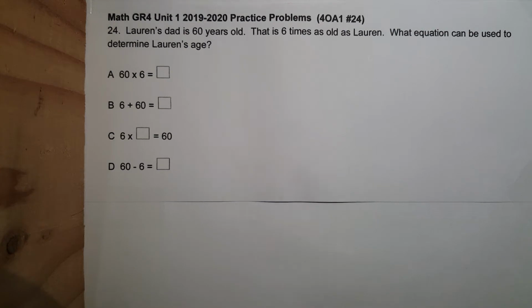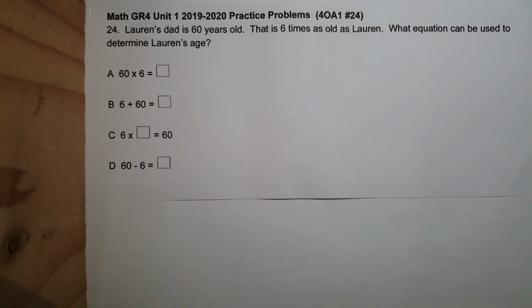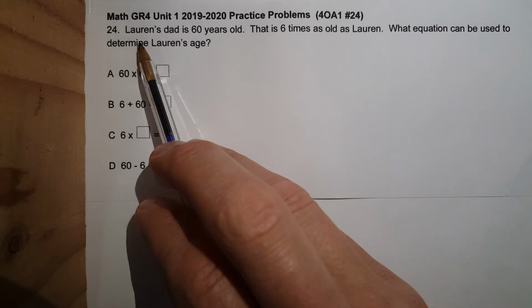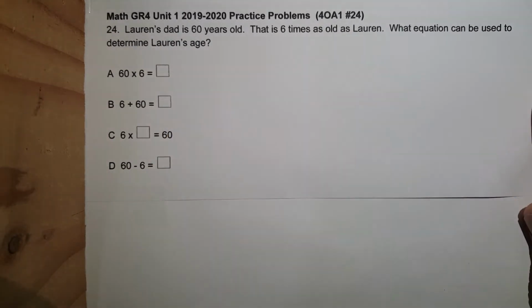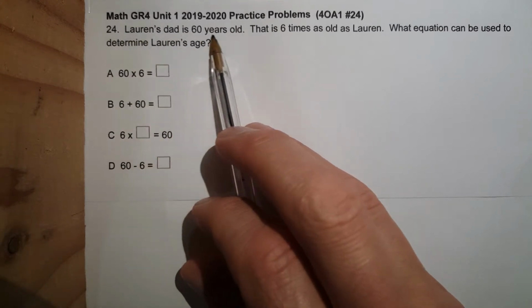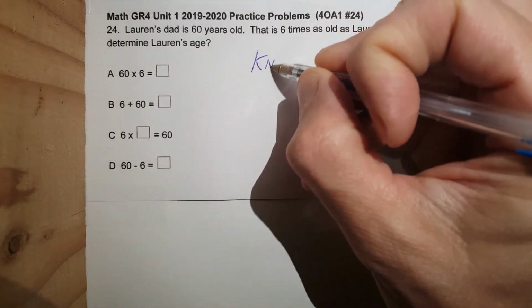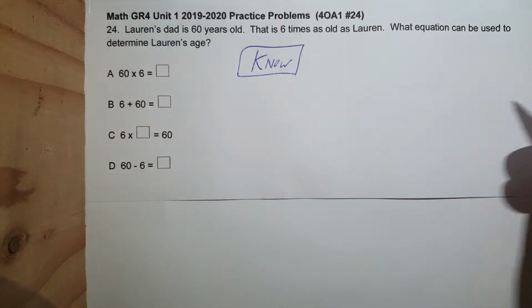Enough with that. There are 2 problems left for Unit 1, then Unit 1 is done. Are there other ways to review math problems? Of course. But these are very specific to help guide you solve this type of problem. All right, here we go. Number 24. Lauren's dad is 60 years old. So let's write down right away, what do I know?